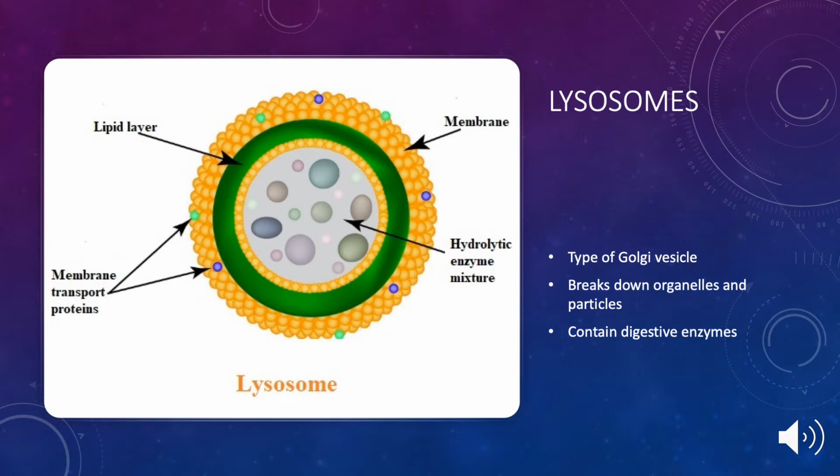Next, we have the lysosomes. These are vesicles that bud off the Golgi complex. The lysosomes are responsible for the breakdown of various particles and organelles. This is done because of the digestive enzymes that they contain. An example of one type of breakdown is the breakdown of glycogen in the liver to release glucose into the bloodstream.